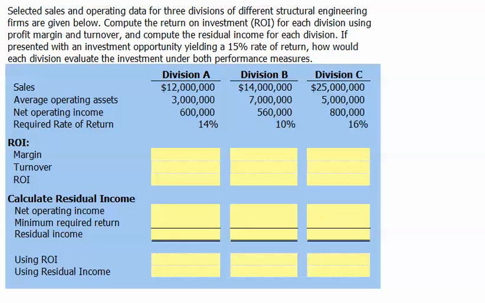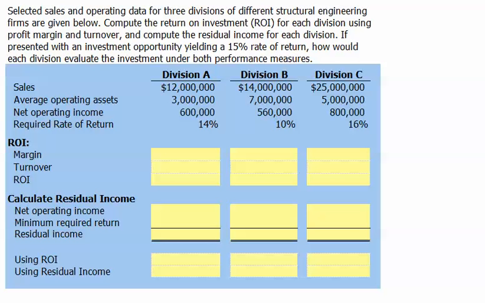Selected sales and operating data for three divisions of different structural engineering firms are given below. Compute the return on investment, the ROI, for each division using profit margin and turnover, and compute the residual income for each division. If presented with an investment opportunity yielding a 15% rate of return, how would each division evaluate the investment under both performance measures?